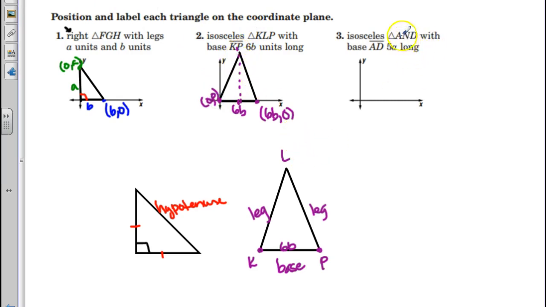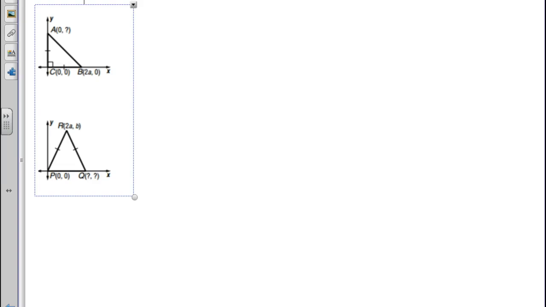All right, isosceles triangle with the base AD 5A long. Let's go ahead and draw this one. Sides are equal in length, 5A long. So this would be (5A, 0), and that would be (0, 0). We would know that this point would be halfway, but we're just going to leave it at that. All right, let's go to the next one.